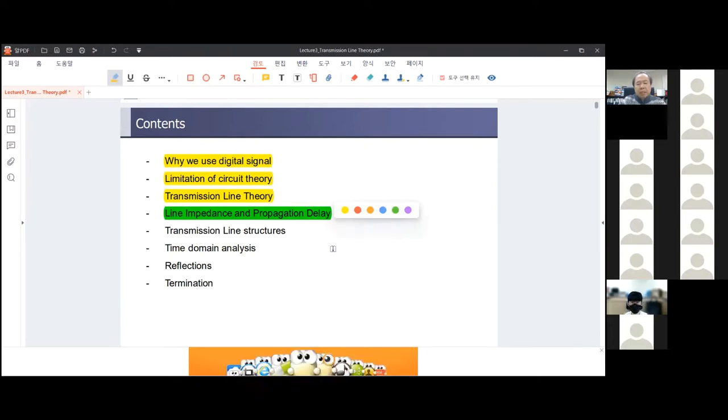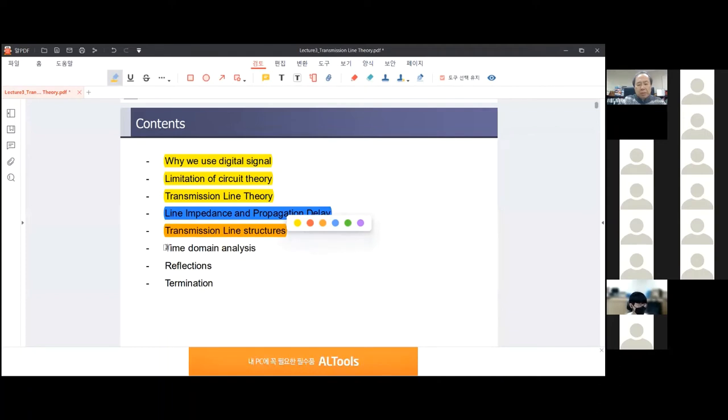In addition to that, we're going to talk more about the transmission line structures. There are many different types of transmission line structures, such as microstrip line structures, coplanar strip line structures, stripline structures, and coplanar waveguides, as well as coaxial structures. We're going to talk more about those structures.